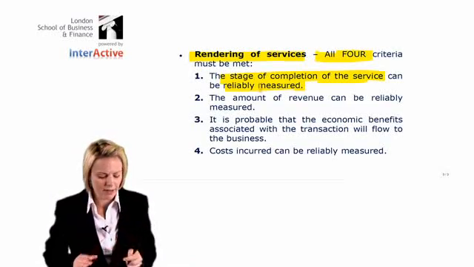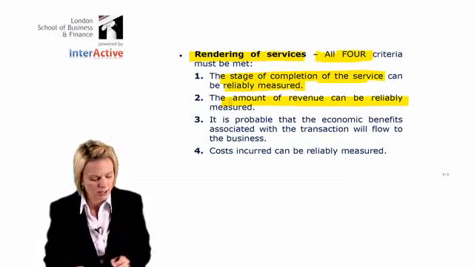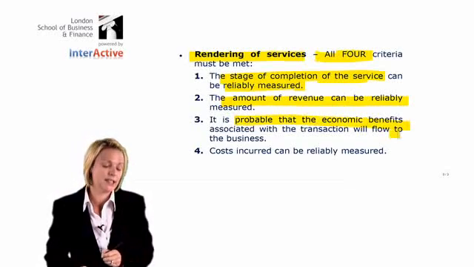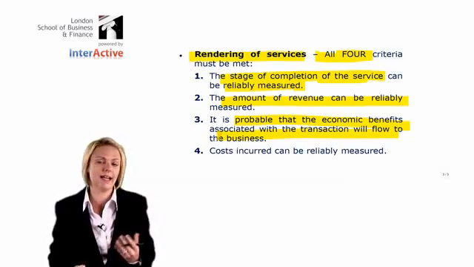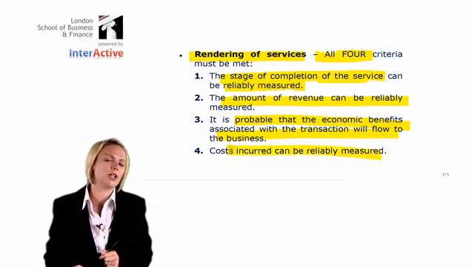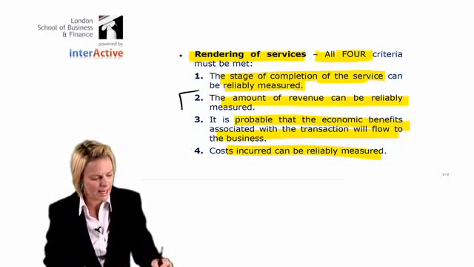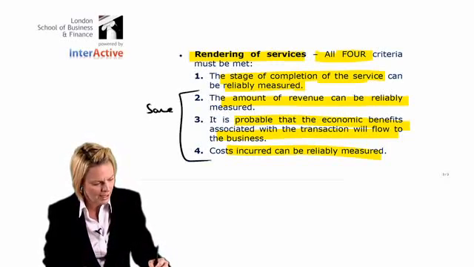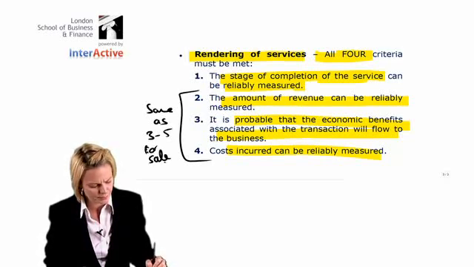The second criteria then is that you can reliably measure the amount of revenue. Criteria 3, it's probable, more than likely, you're going to receive cash or some other asset in return for that service. And of course, you can reliably measure the cost of that service. Note, that is the same as 3 to 5 for sale of goods.